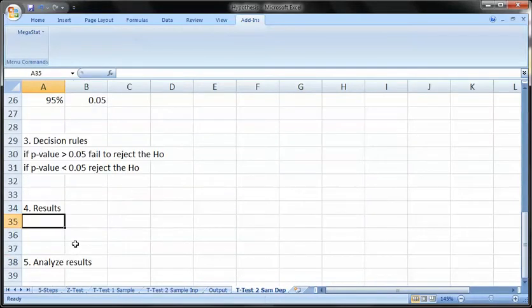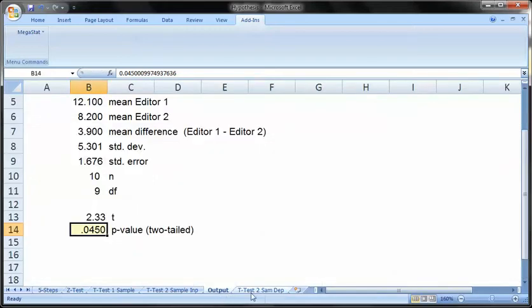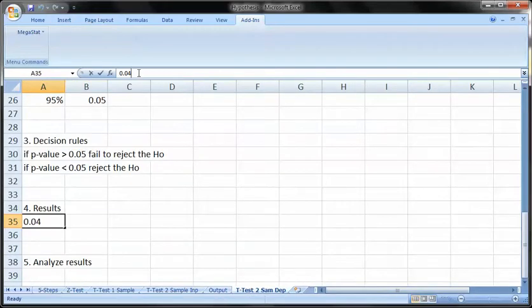So 0.04, what was it again? 0.045 is less than 0.05. Therefore, reject the H naught.